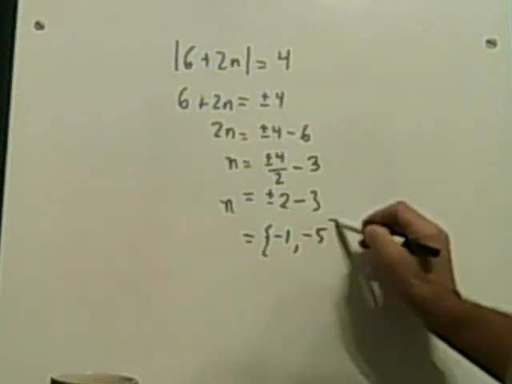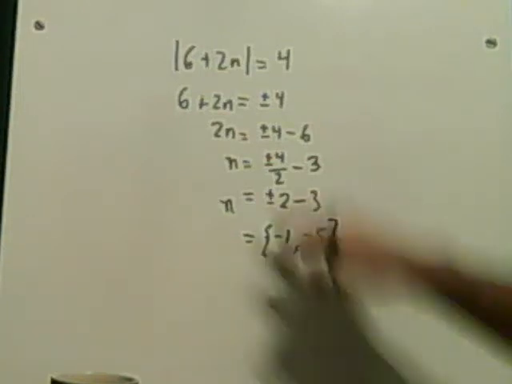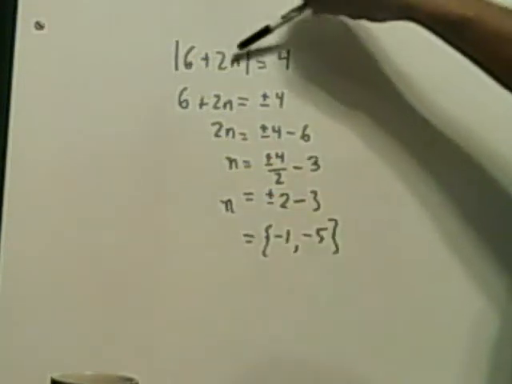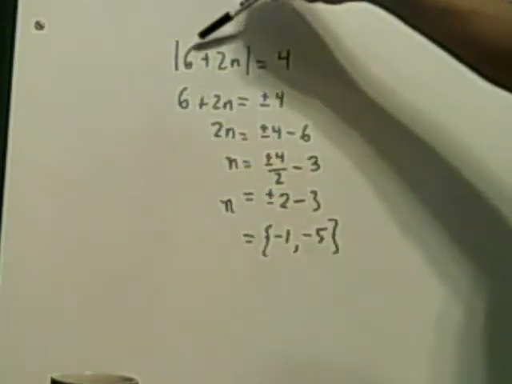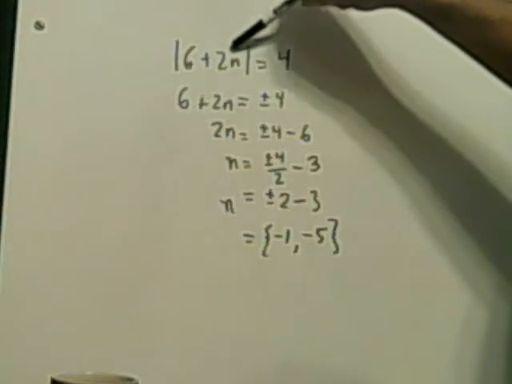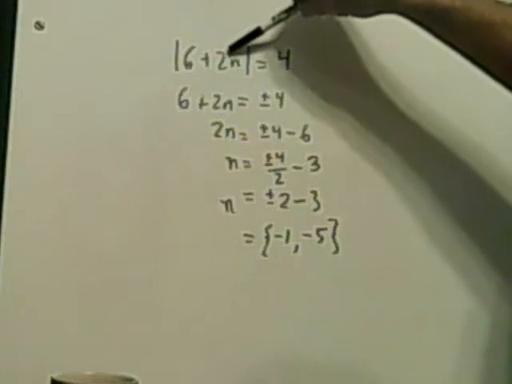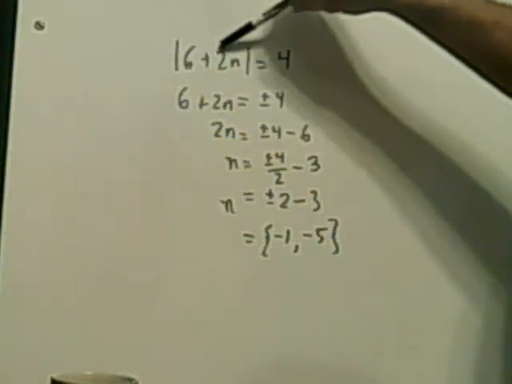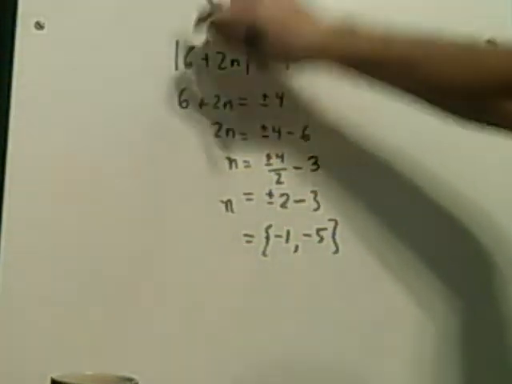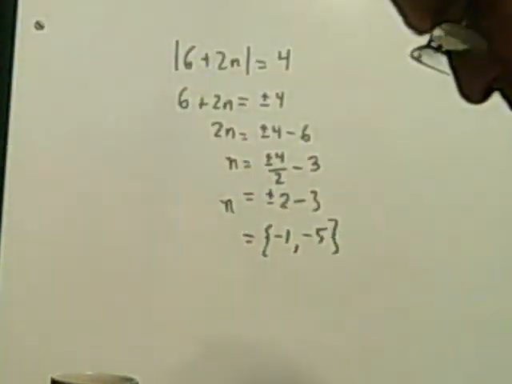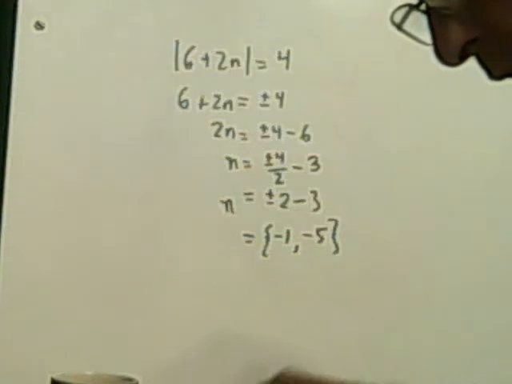And on something like this, it's very helpful to take your number and plug it back in to see if it's really a solution. Like if n were equal to -1, that would say 6 minus 2 is equal to 4, which is correct. And if n is equal to -5, you'd have 6 minus 10. That's equal to -4, but the absolute value of that is 4. So that's just a way of checking your answer. Okay?